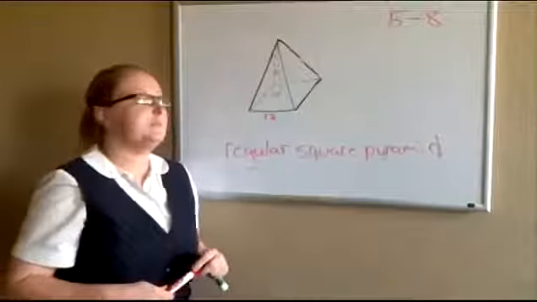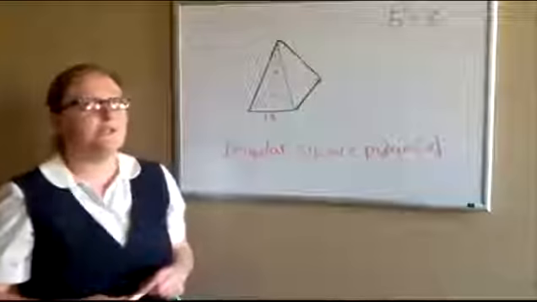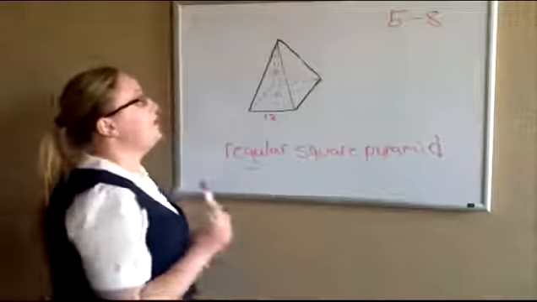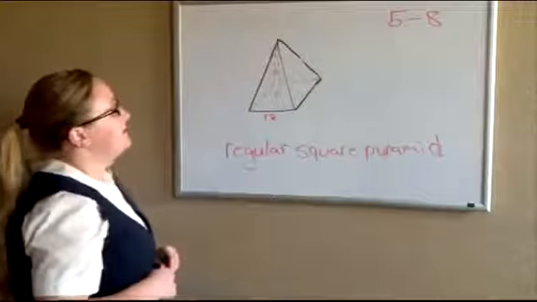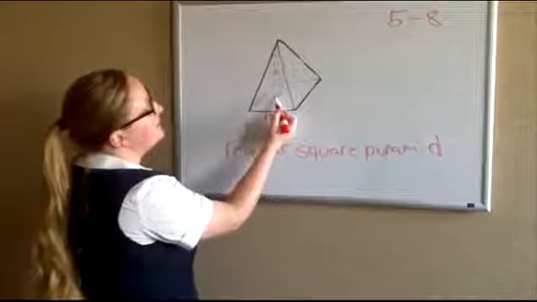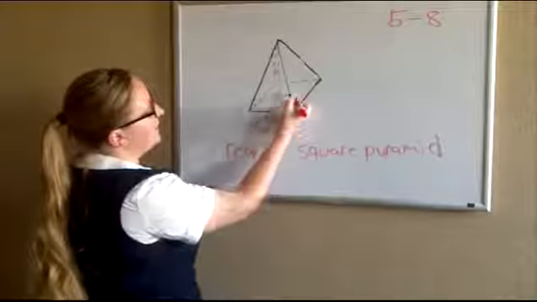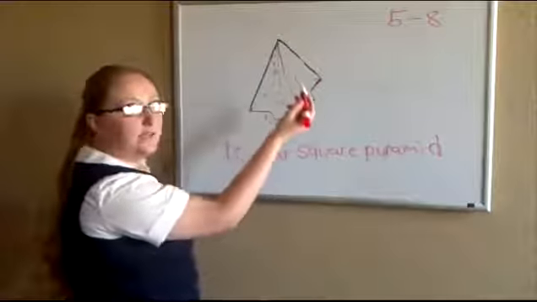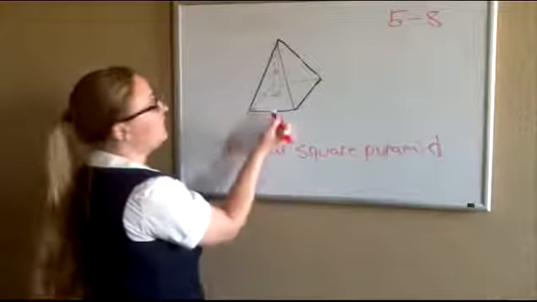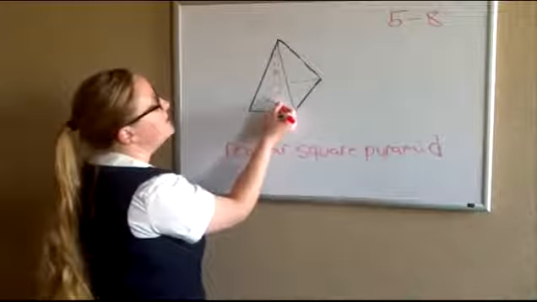All right, this is problems number 5 through 8. It's a regular square pyramid. The first question they ask us is, what is the slant height? So we have this right triangle in the middle, correct? And this is our short leg, our long leg, and the slant height is the hypotenuse. So this short leg, because the whole side is 12, then it's 6.